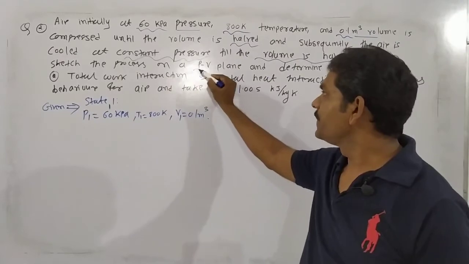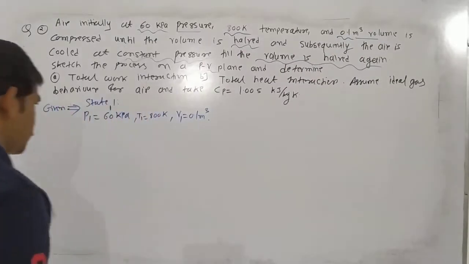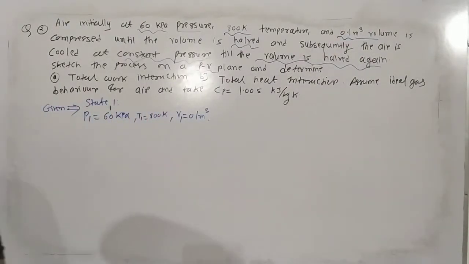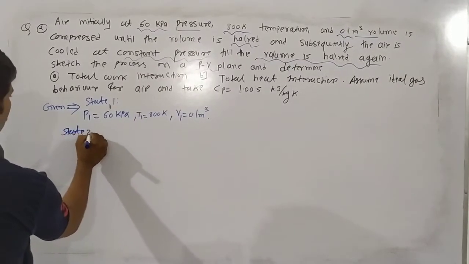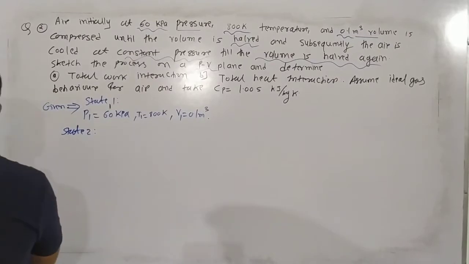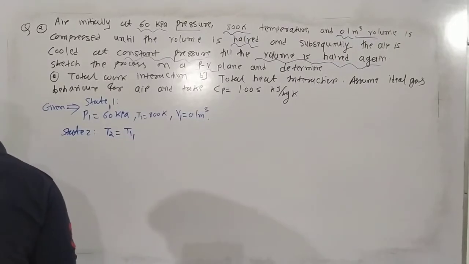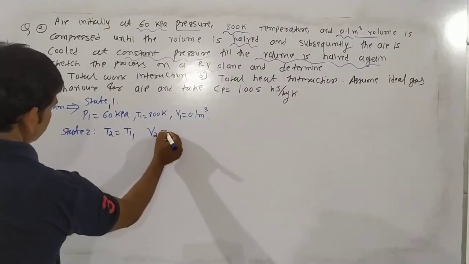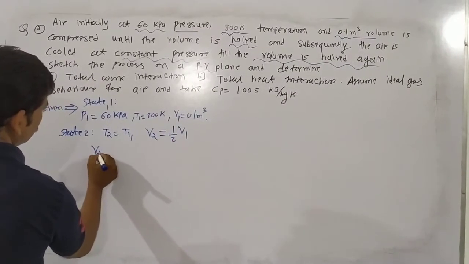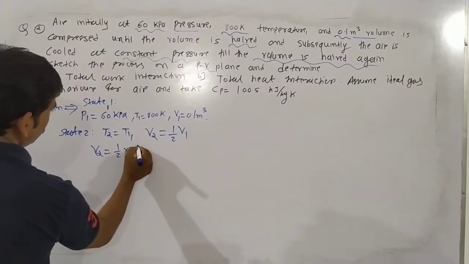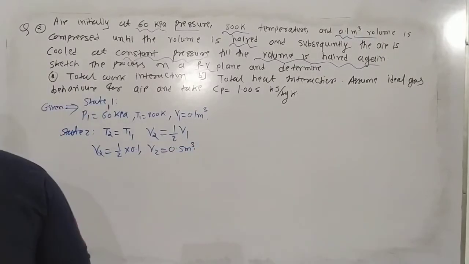Sketch the process on the PV plane and determine the following parameters. Okay guys, focus here. This is state 1. State 2 is a constant temperature process, so T2 is equal to T1. Then the volume V2 is half of V1, so V2 is 1 by 2 into 0.1. So V2 becomes 0.05 meter cube. Yes or no? Yes.